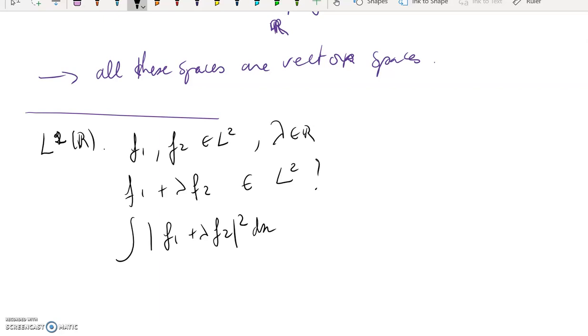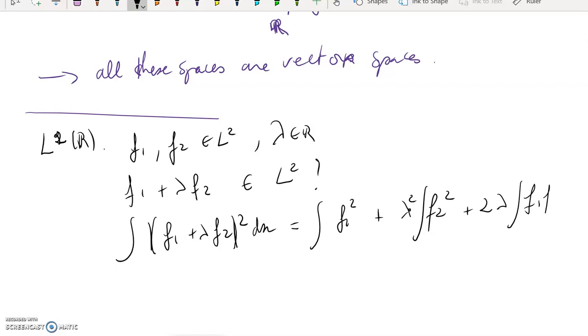Well, if you expand that, if you take the square of this function, that's just going to be f1 squared plus lambda squared f2 squared plus 2 times lambda times the integral of f1 f2. The thing is that from my hypothesis, I know that this is bounded because f1 belongs to L2. This is also bounded, smaller than infinity, because this one belongs to L2, but what about that?